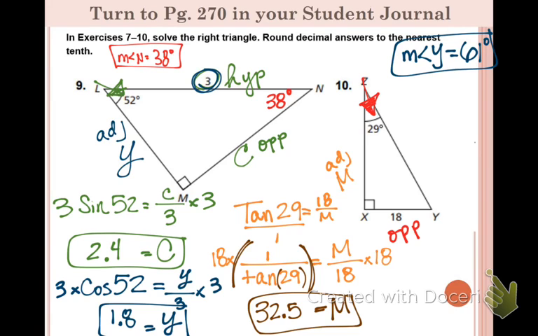Nope. We're going to do the same thing to find the hypotenuse. I'm going to call it R.